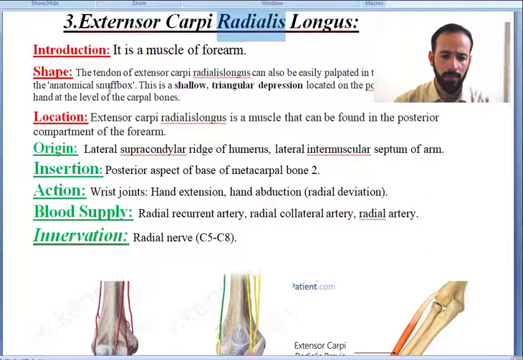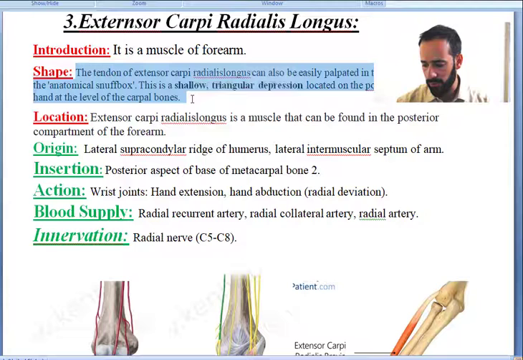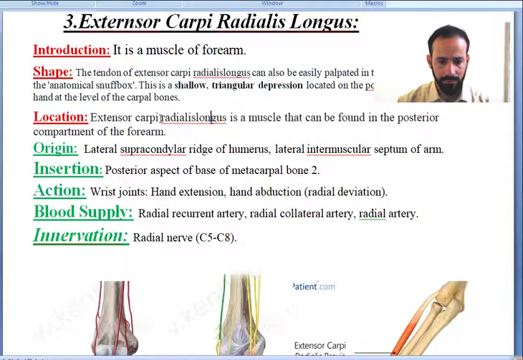It's a muscle of the forearm. The tendon of the extensor carpi radialis longus can also be easily palpated. All these points you can see, a shallow triangular depression. You can see all these points by yourself, right? So, where is it located?